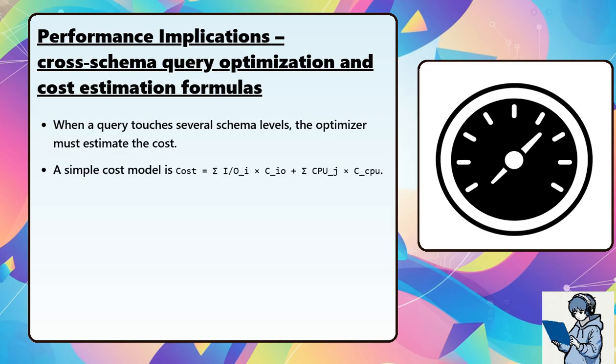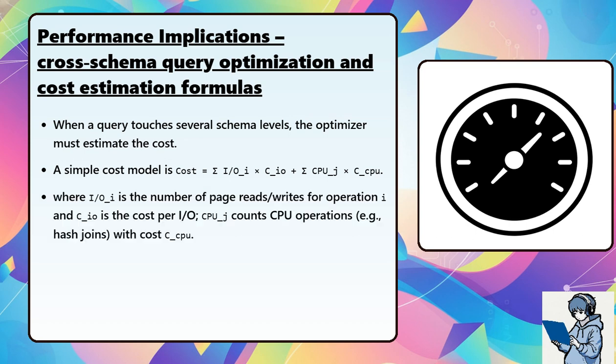Cost equals sigma I/O sub I times C_IO plus sigma CPU sub J times C_CPU. Where I/O sub I is the number of page reads and writes for operation I and C_IO is the cost per I/O. CPU sub J counts CPU operations, for example hash joins, with cost C_CPU.